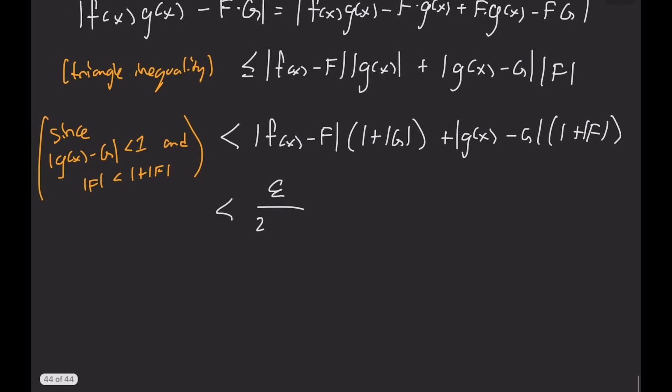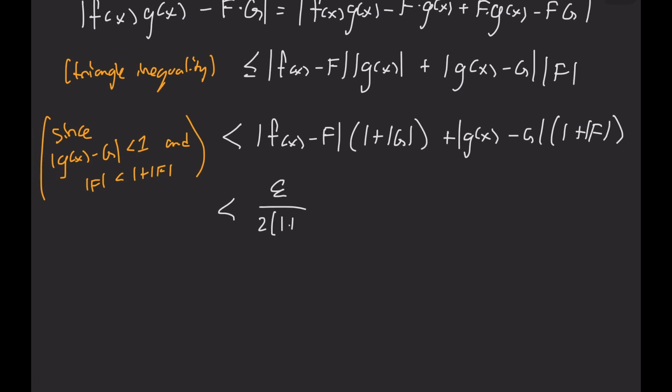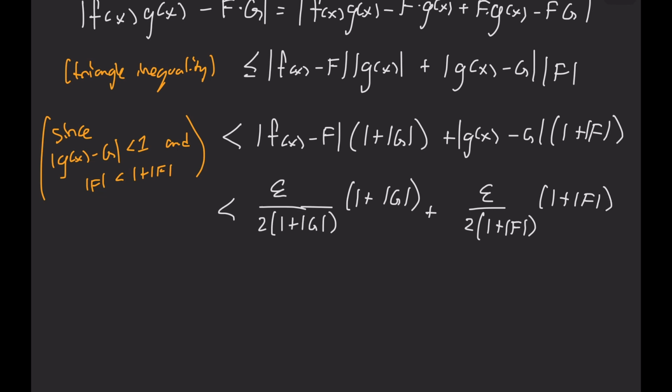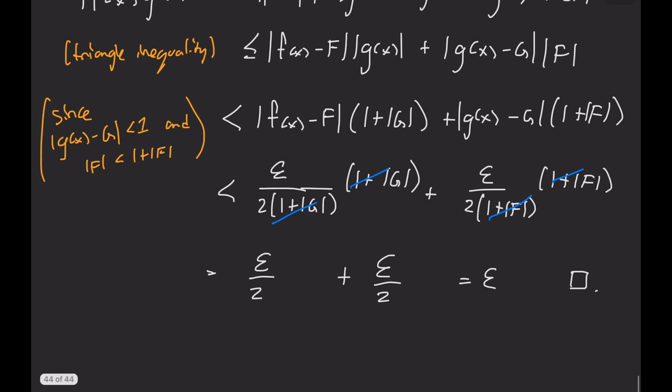Okay, but now these differences cancel off nicely. So we see that |f − F| is less than epsilon over 2 times that factor that is multiplying. So those cancel, and then |g − G| is less than epsilon over 2 times, sorry, 1 plus |F|, and those cancel off beautifully. So we're just left with two instances of epsilon over 2, which add, of course, to epsilon. And that's a completed proof.